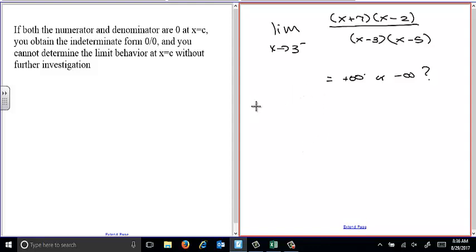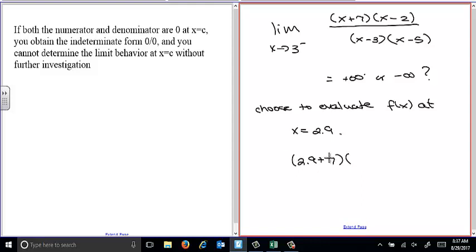But what we could do is choose to evaluate f of x at x equals 2.9. Why did I choose 2.9? I heard somebody. Yes, it's close to 3, but it's less than 3. If I was taking the limit from the positive side, then I'd choose something like 3.1. So let's do it the long way. Then what you would do is just evaluate the function at 2.9.